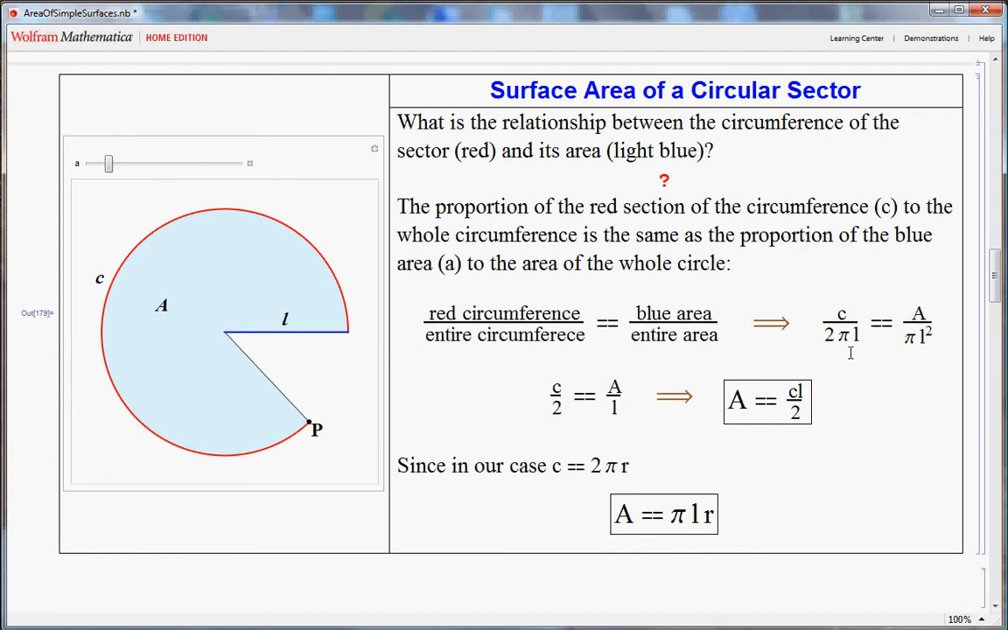So let's take this last equation here and let's multiply it by pi l. We're going to receive c over 2 equals A over l. Now standard cross multiplication will give us the area of the circular sector, and that will be the circumference times the radius divided by 2. But we remember that circumference in our case was equal to 2 pi r. So as a result, we obtain the final formula for the surface area of a cone, and that's pi times slant height times radius of the base.